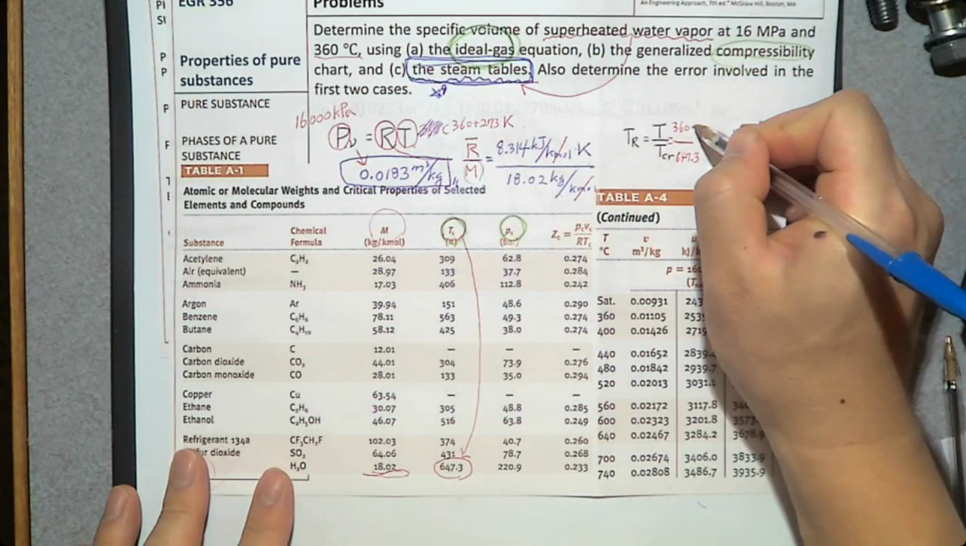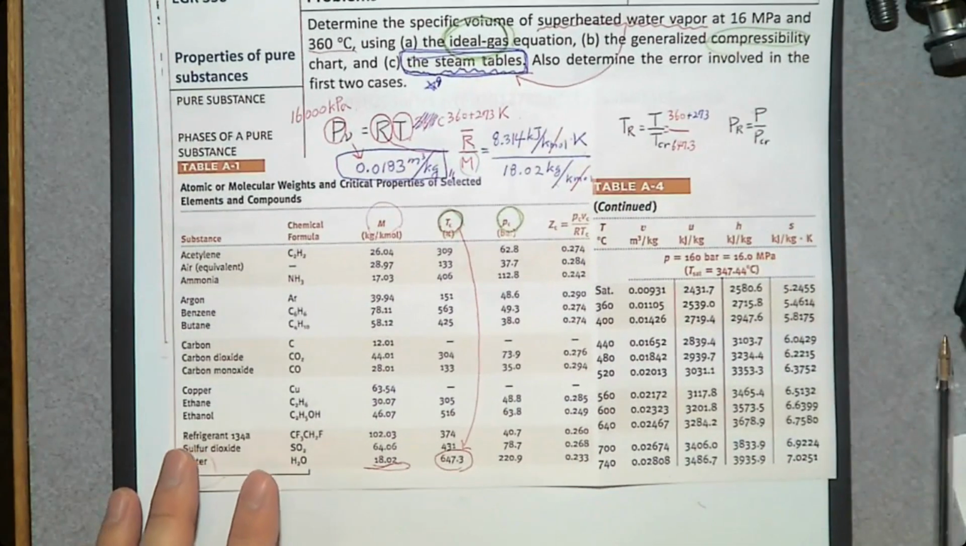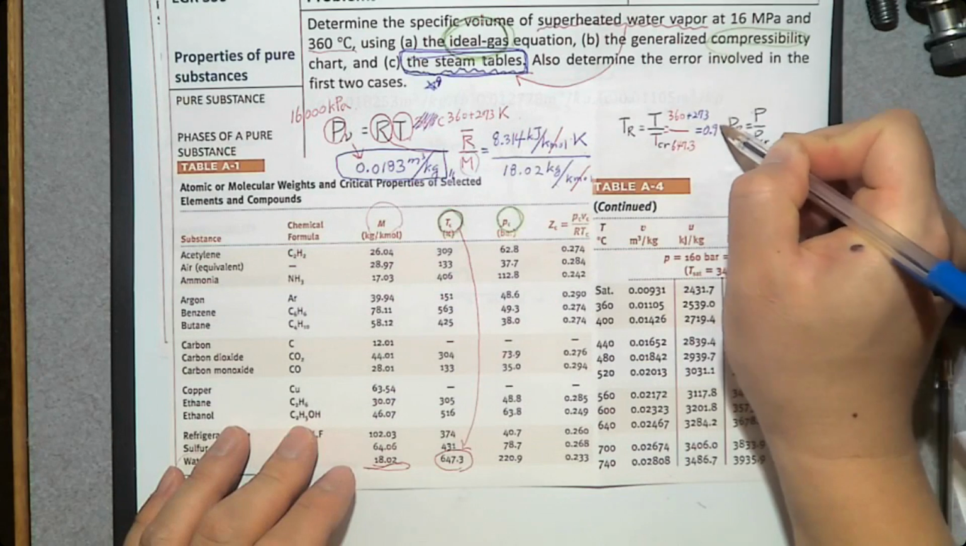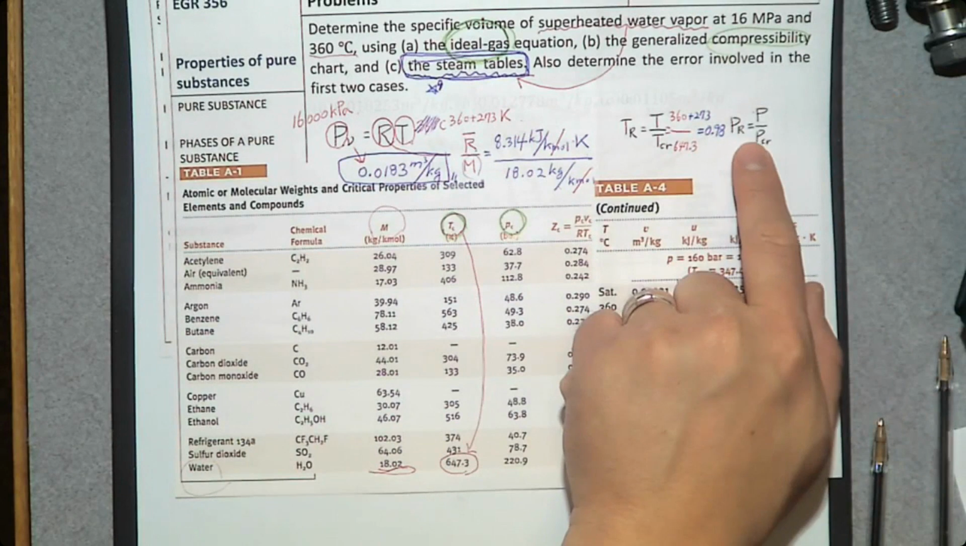So 360 plus 273. That's how you get reduced temperature. What is it? 360 plus 273 divided by 647, we get 0.98. So this one is 0.98, close to 1.